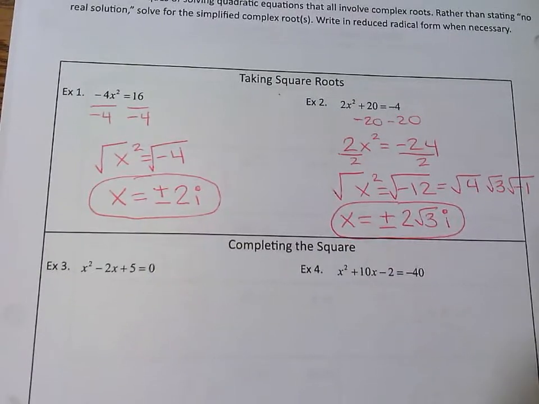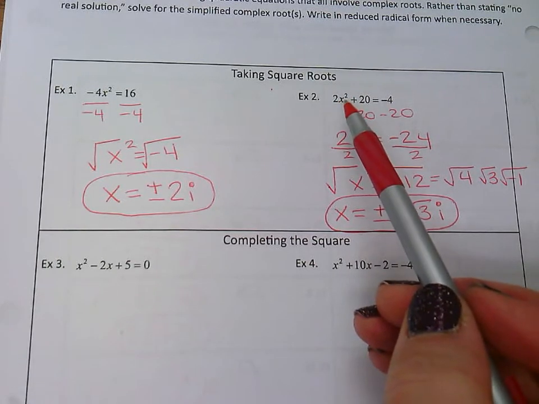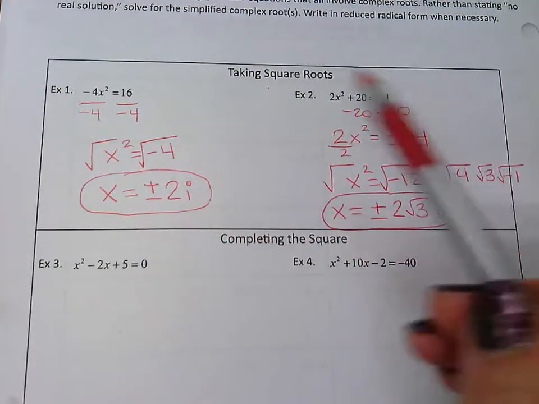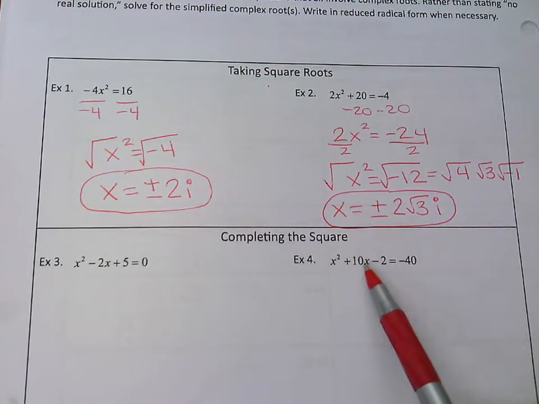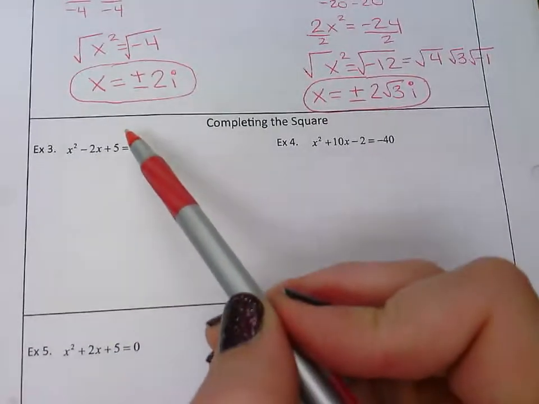All right, so taking square roots, your big objective is to get x squared by itself, and you don't have any x term. For completing the square, see how both of these problems have x terms? I can't just move them to the other side and take the square root anymore. So I need a new strategy.